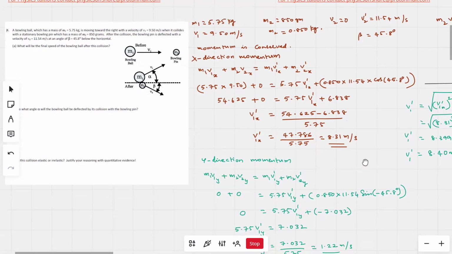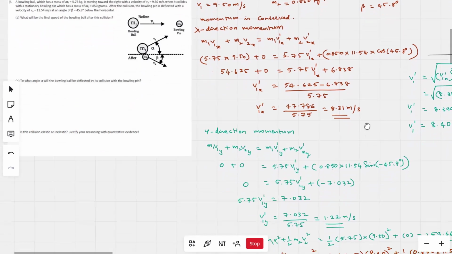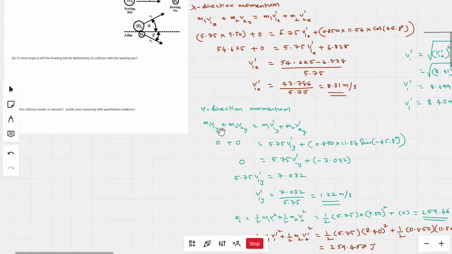Similarly, we have to write the y direction momentum also. So m1v1y plus m2v2y is equal to m1v1y dash plus m2v2y dash.